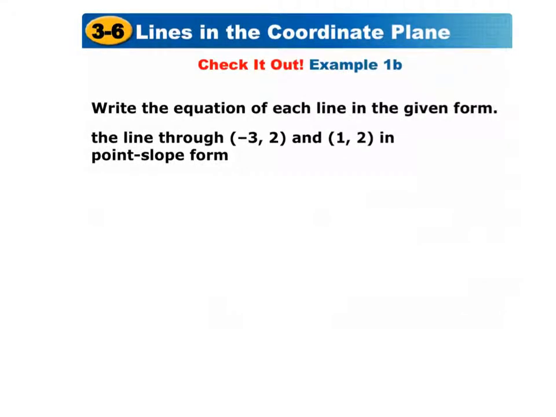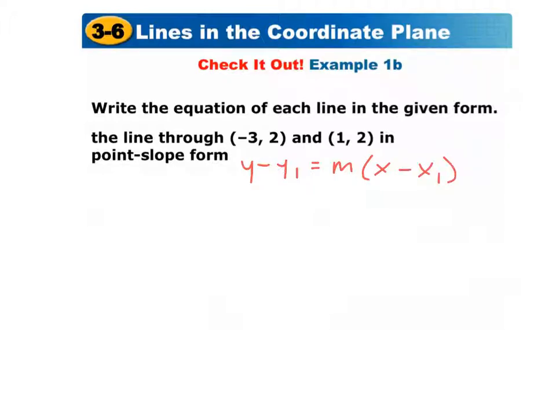So write the equation of each line in the given form. The line through (-3, 2) and (1, 2) in point slope form. What's point slope form? y minus y1 equals m times (x minus x1). Perfect.